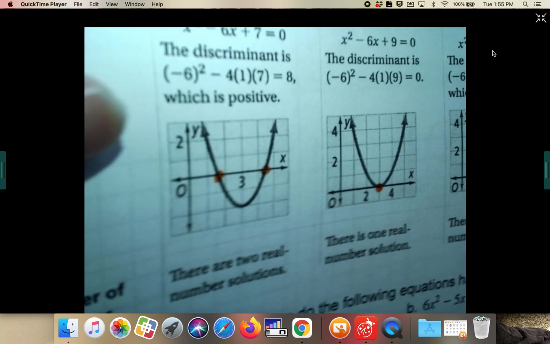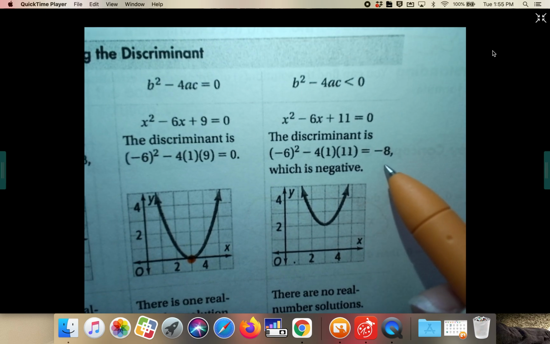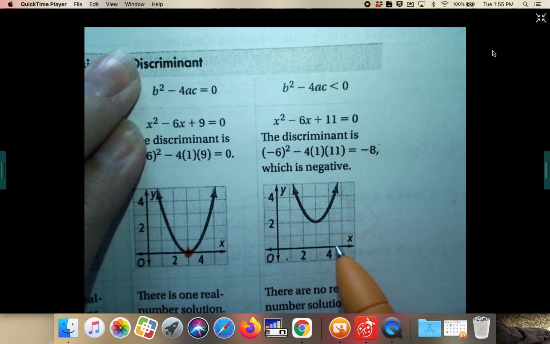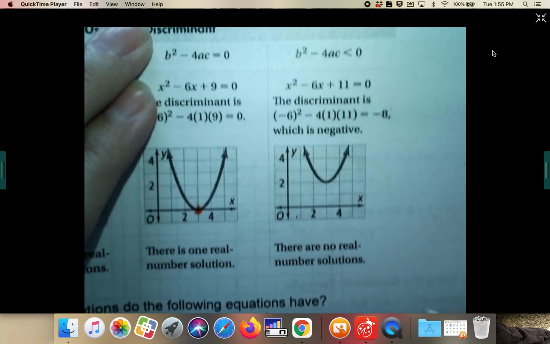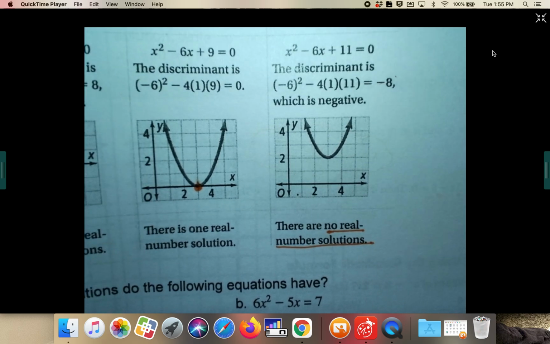And if you get it down to where it's a negative answer, if it's less than 0, for example, negative 8, that means there's no solutions. The parabola will not touch the x-axis anywhere. No solution, no real solutions. They're imaginary solutions, okay, which you'll get into more in Algebra 2.